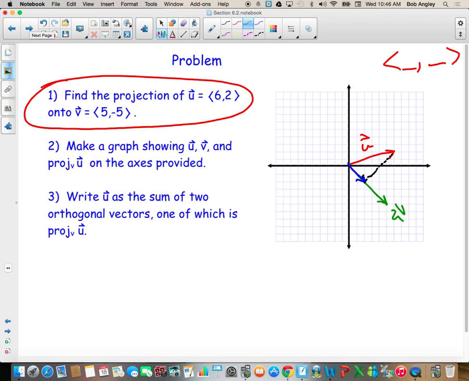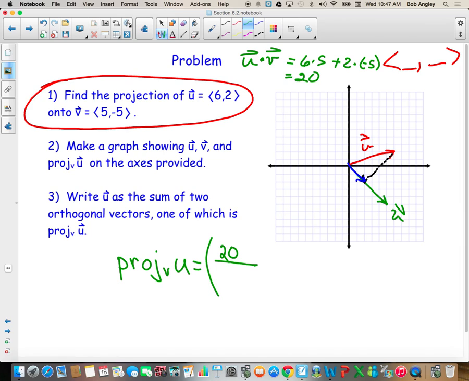All right, so let's look at this. So when we get the projection of U onto V here, remember it's the dot product of U and V. So if we do U dot V like that, then we're going to get 6 times 5 plus 2 times negative 5. All right, so this is 30 minus 10, which is 20. Okay, so we're going to get a 20 up on top here.